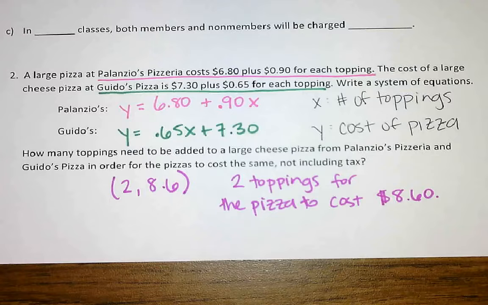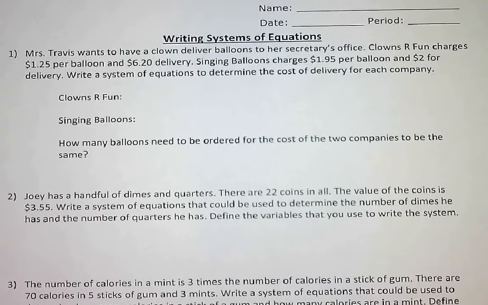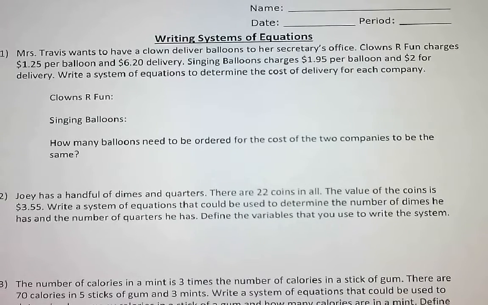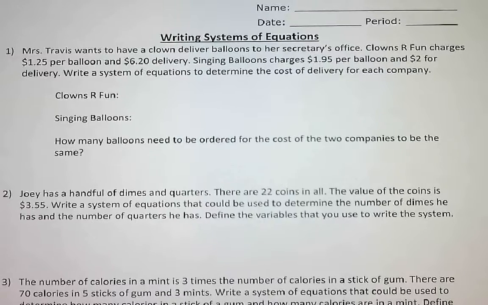So for this problem right here, I want you guys to write a system of equations. I don't know why she wants a clown to deliver them, but she does, apparently. Good old Miss Travis. So guys, I want you to write the 2 equations and then tell me how many balloons need to be ordered, all right? Write those 2 equations and then find the solution.